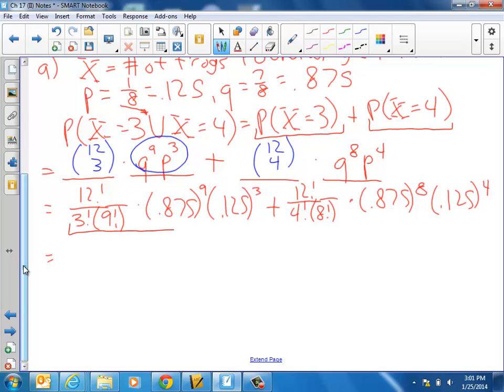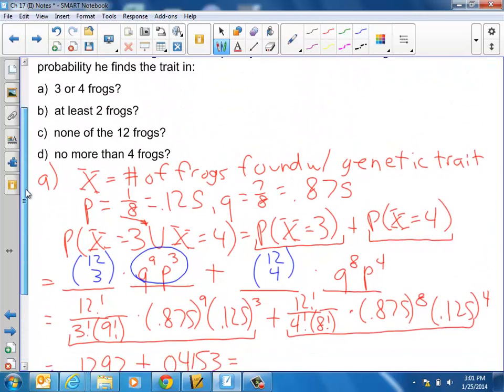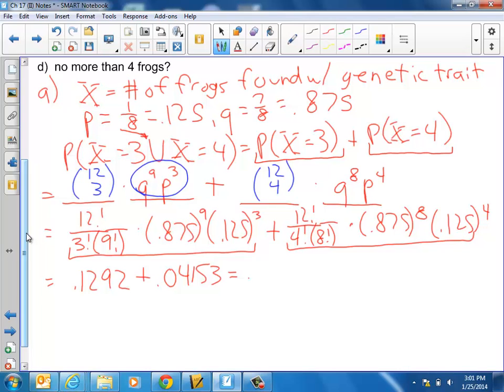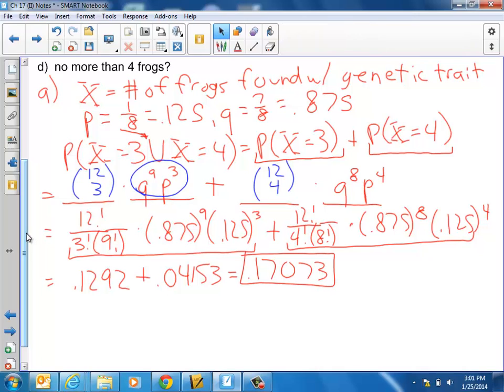That's as much as you're going to get from me in terms of the guts of working with the binomial model. This first thing here comes out to be a probability 0.1292. The second thing right here, this nasty product, is 0.04153. In all, the probability that we would have 3 or 4 frogs with this trait is 0.17073. And there we go.